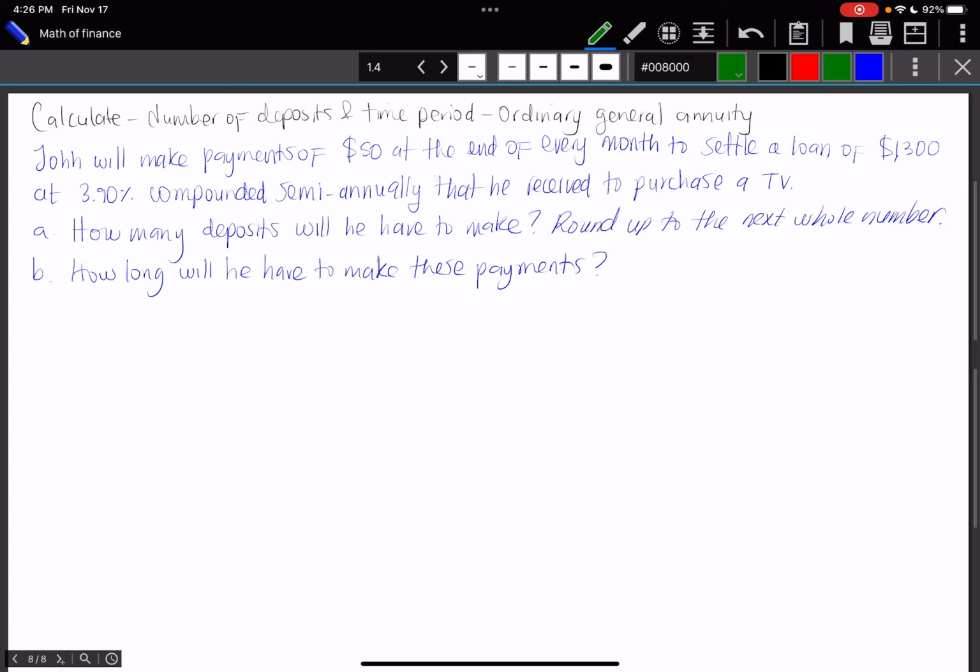Now notice that here the interest rate is 3.90%, or the same thing, 0.039. And because interest is compounded semi-annually, interest is compounded twice a year. Then the periodic interest rate is given by j divided by m. So we have 0.039 divided by 2, or 0.0195.